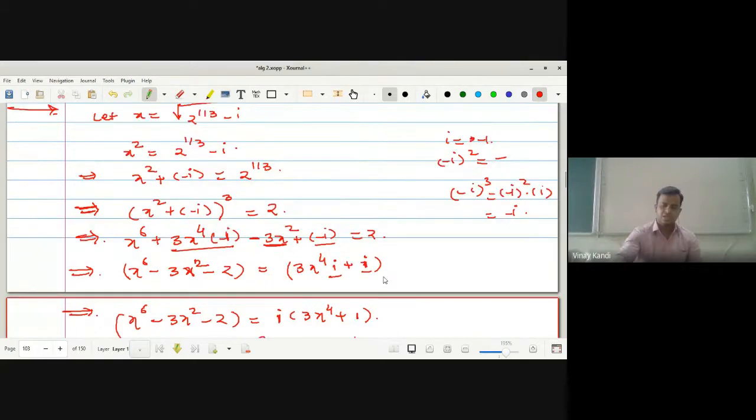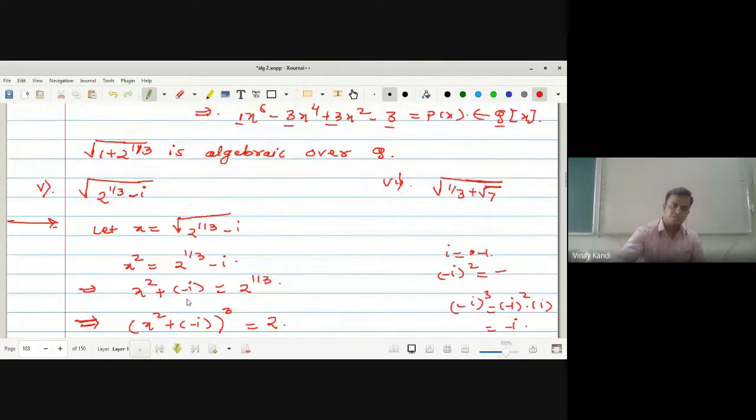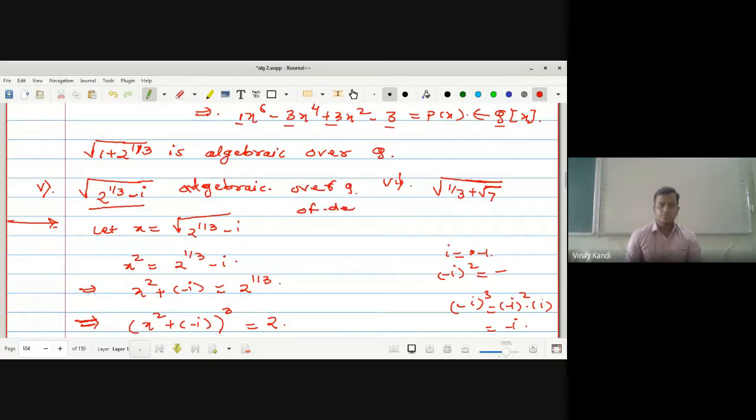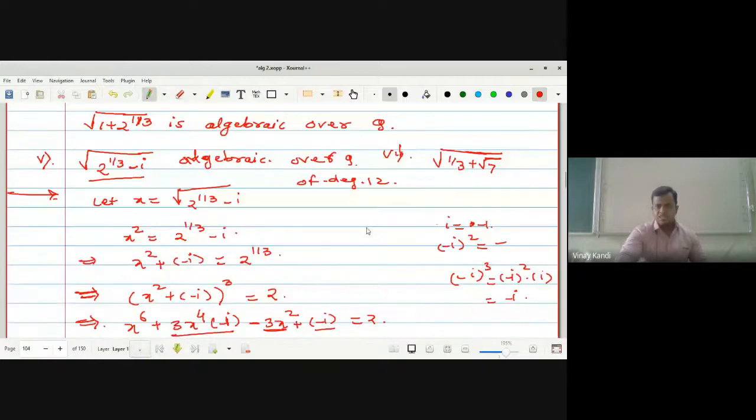After solving, the highest degree is 12. So this element is algebraic over Q of degree 12. Okay, this is an example that we set. Which degree was it in the earlier example? 4. Okay. Good.